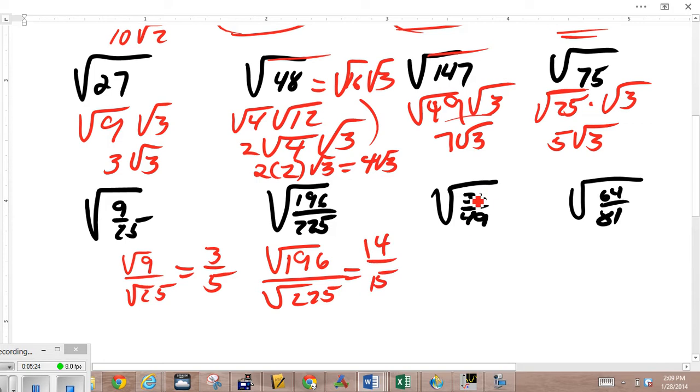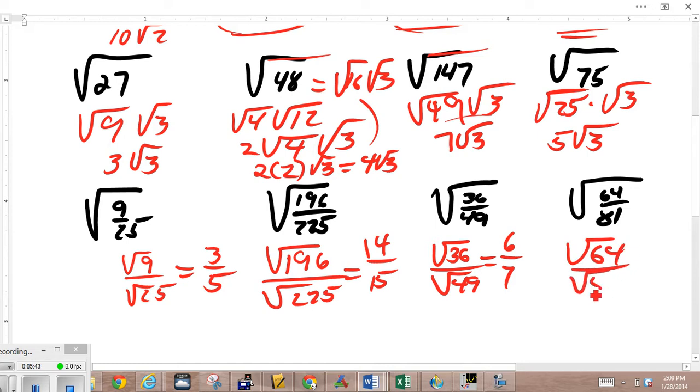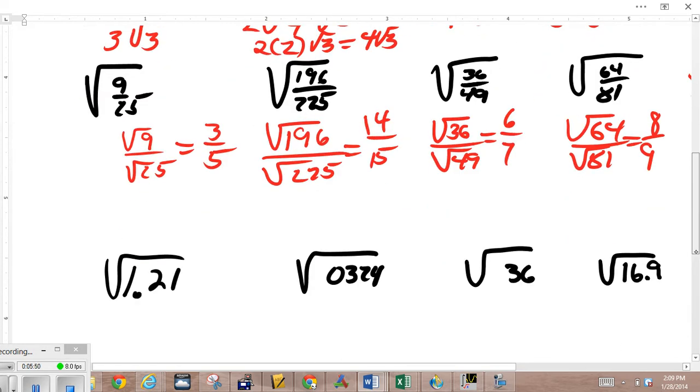36 over 49. You might say, well, can't I simplify that? Well, you might, but I don't think so. It's easier just to rewrite it as the square root of 36 over the square root of 49, which becomes 6/7, okay? Square root of 64 over 81, so the square root of 64 over the square root of 81, which becomes 8/9, all right? And we move along, okay?